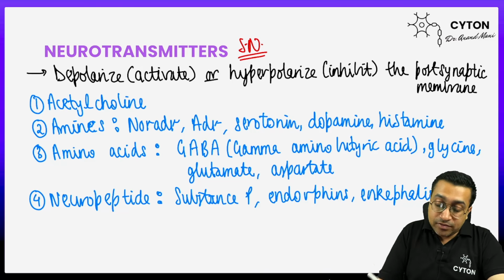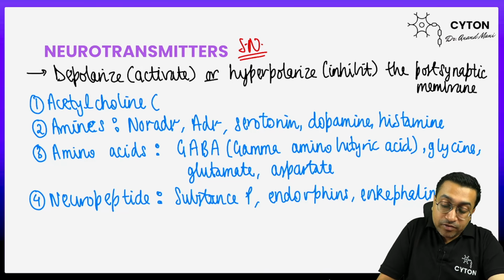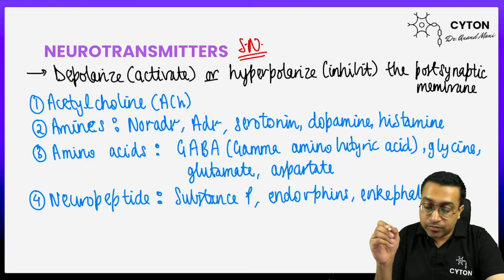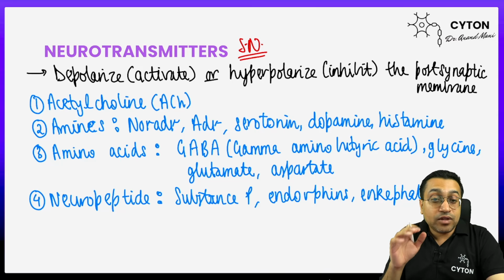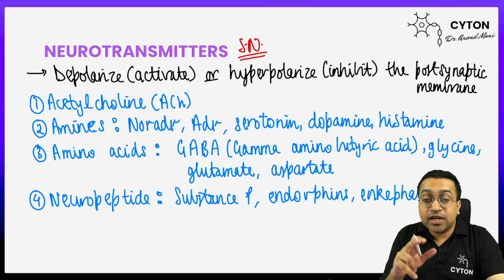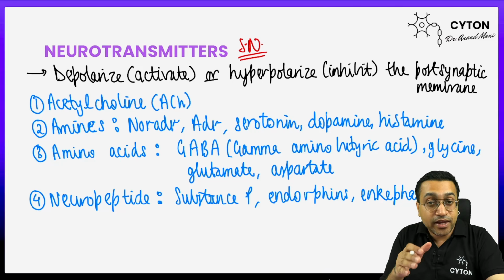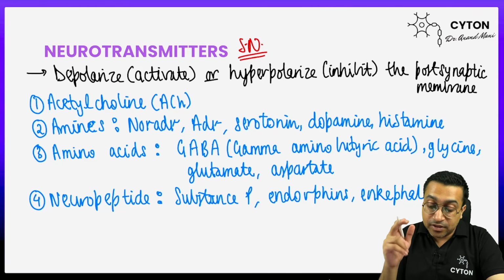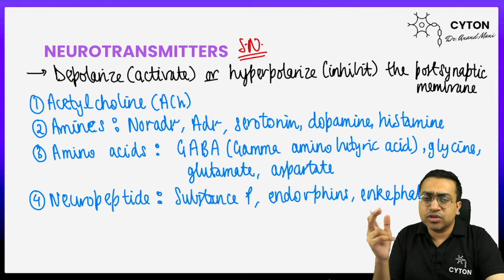Then this acetylcholine, this abbreviation you can use, ACH. Acetylcholine esterase immediately hydrolyzes the secreted acetylcholine into acetic acid and choline. This is the viva question which we will study in physiology and biochemistry.